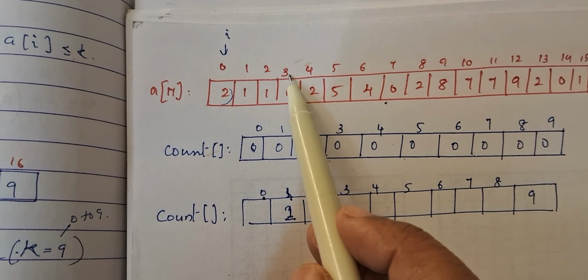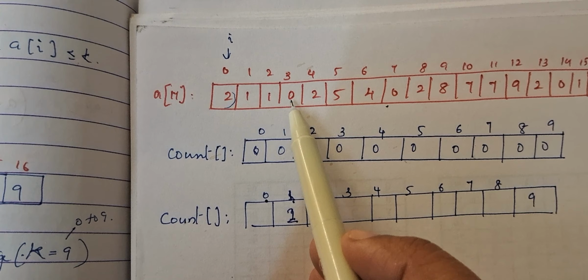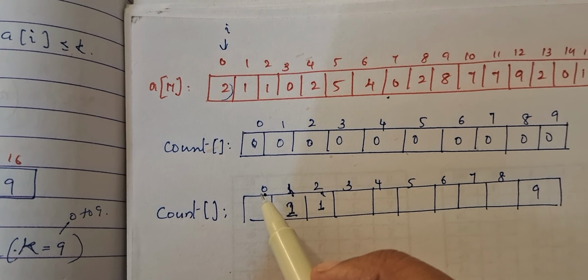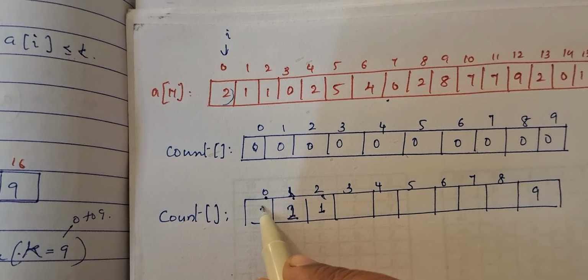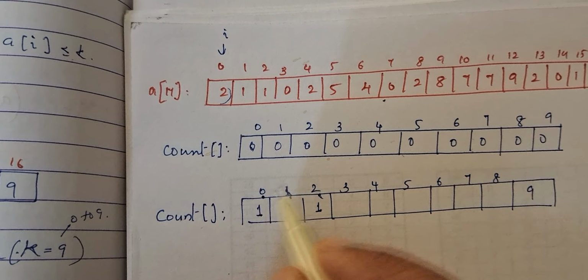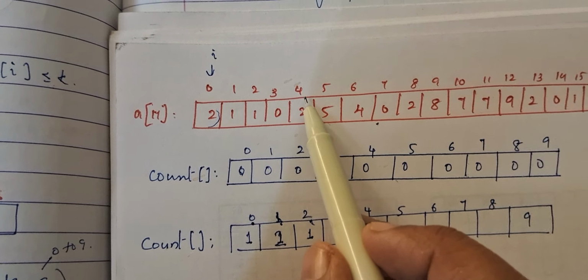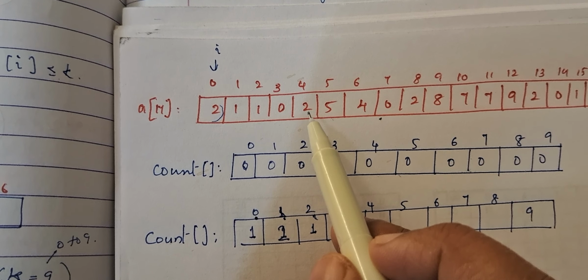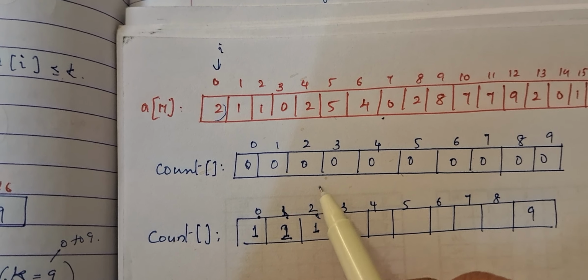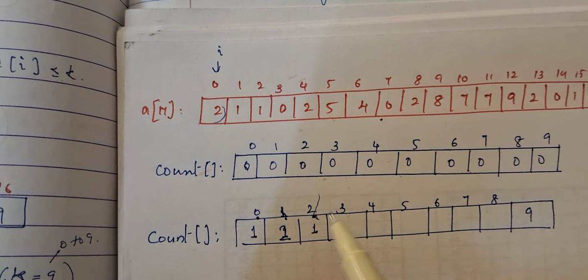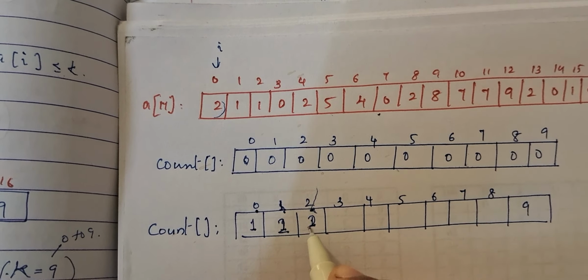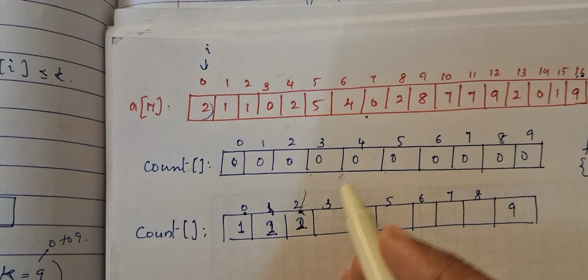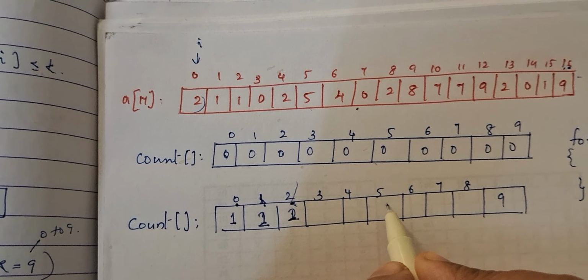Again i is incrementing, so i is equal to 3, A of 3 equals 0. So go to index 0 of the count array, then increment the value. 0 becomes 1. Then again iteration, i is incremented, so i is equal to 4, A of 4 equals 2. So go to the corresponding index of the count array and increment the value, so it becomes 2. Then the next element is 5, so go to index 5, then increment the value.